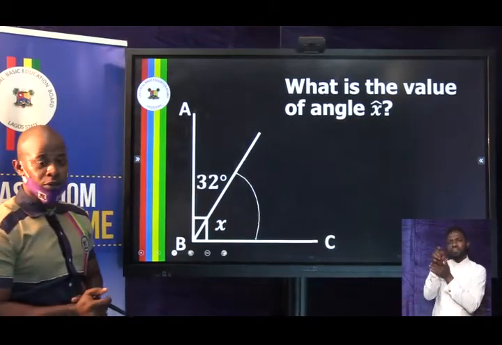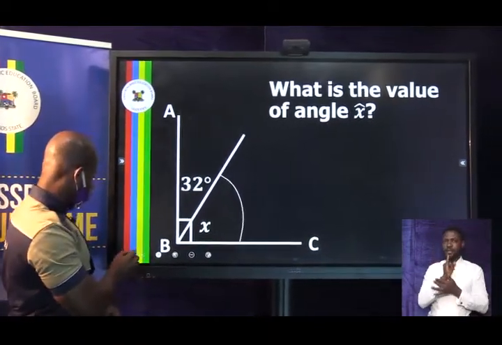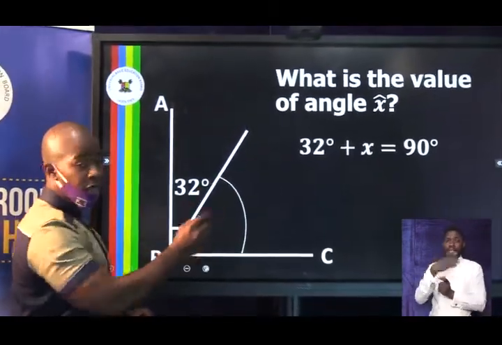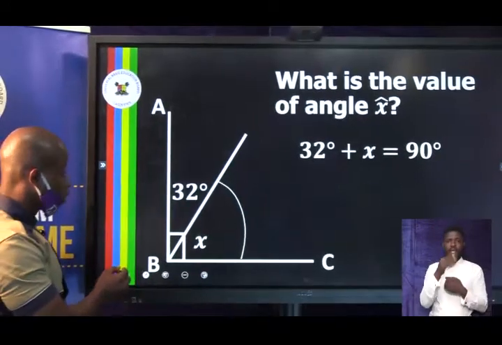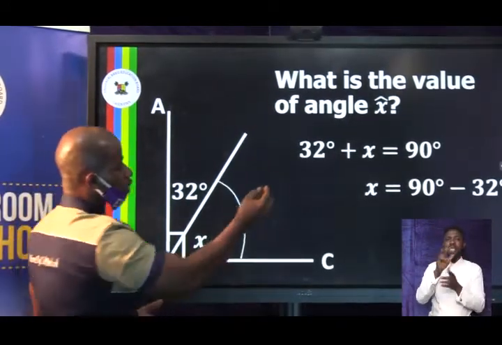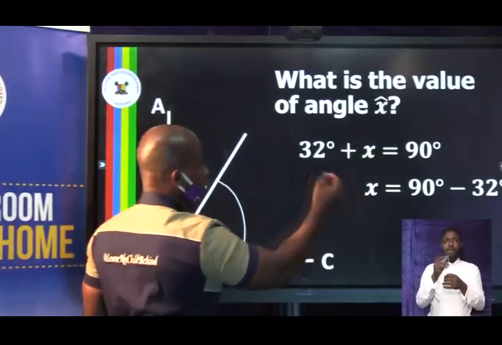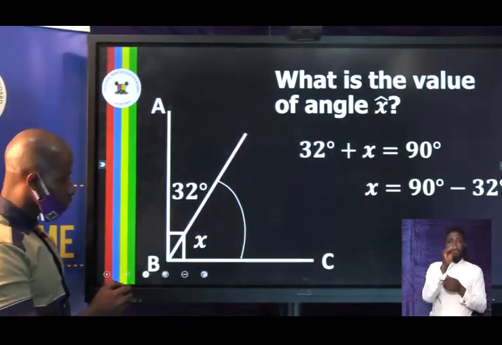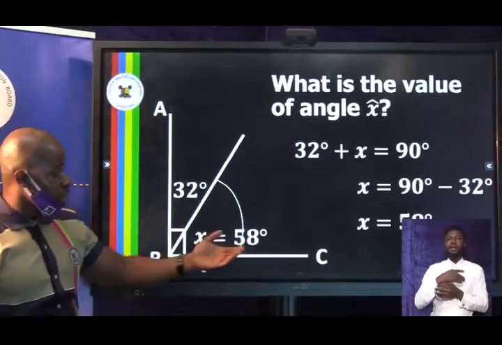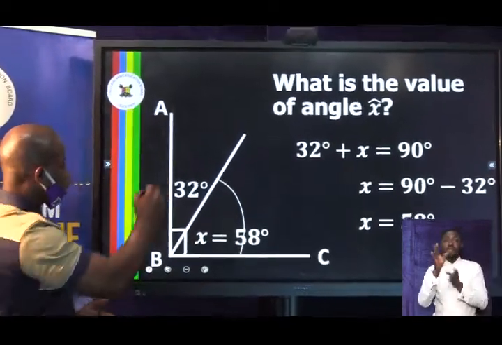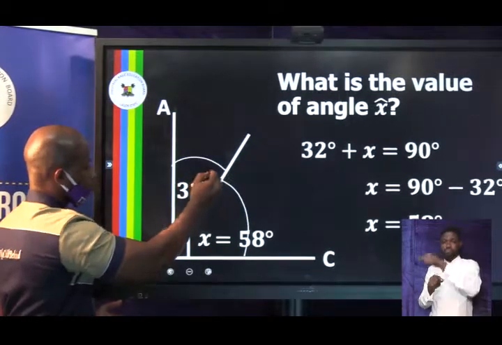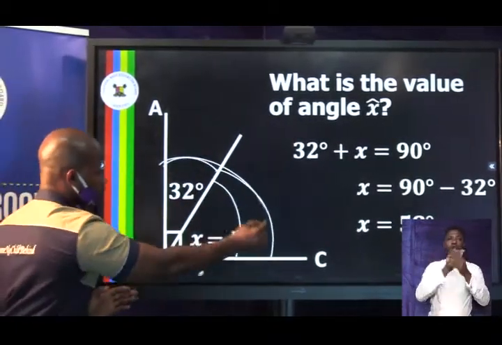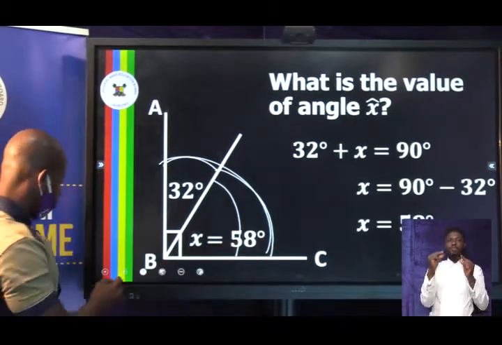What is that angle? Well, let's see what that is. Well, we know that if we add 32 and X together, we'll get 90 degrees. So that means that we'll take 32 to the other side to solve this equation. Plus 32 becomes minus 32. And you have 90 degrees minus 32. And finally, X is 58. Telling you that if you move from here to here, 32, you have to move 58 more degrees to equal the total of 90 degrees.